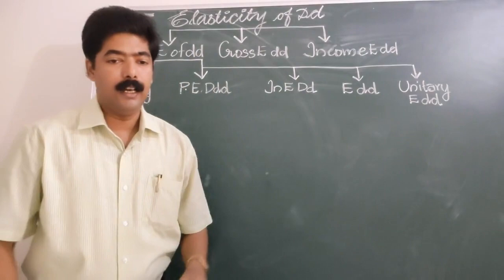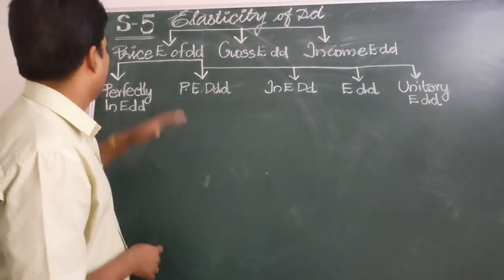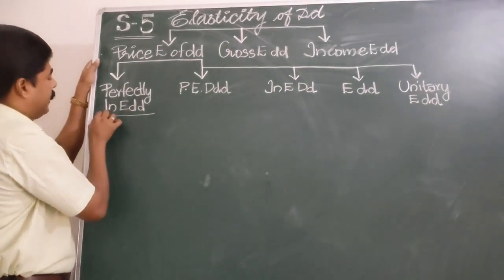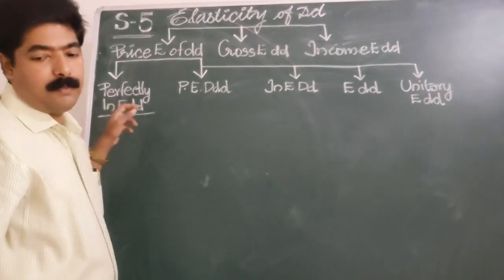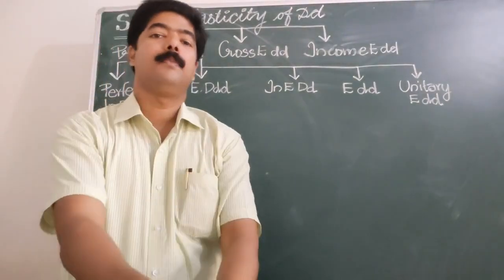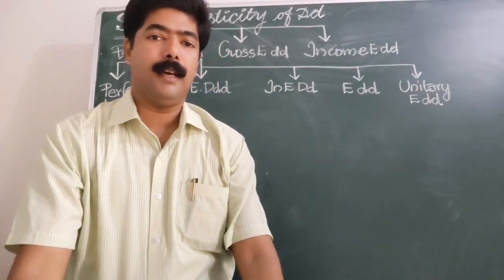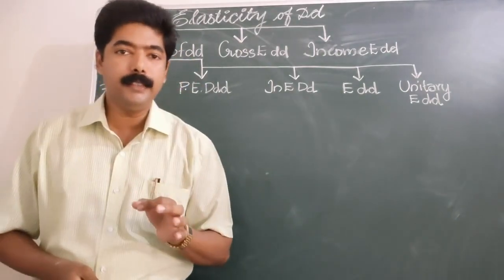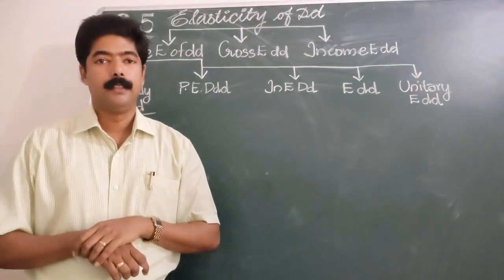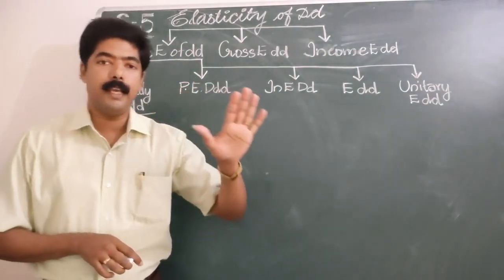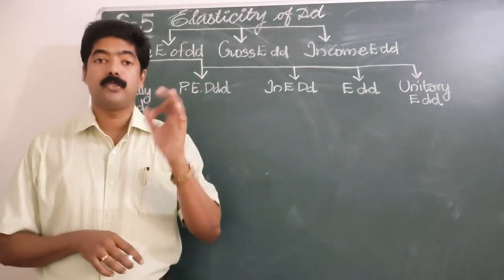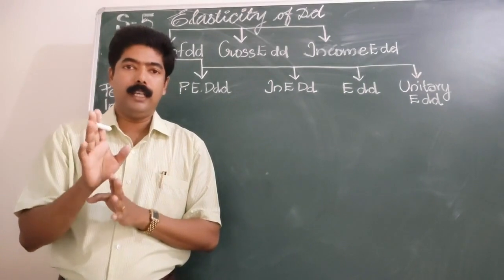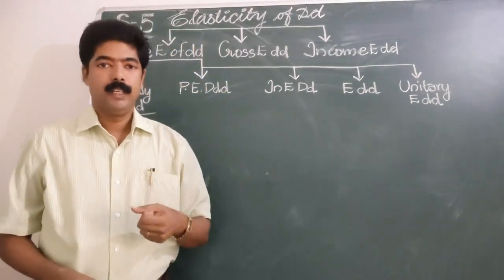First, the 5 different kinds of price elasticity of demand. The first one is perfectly inelastic demand. What is meant by perfectly inelastic demand? In a simple way, the quantity demanded of a commodity does not change at all in response to a given change in price. Whether the price increases or decreases, the quantity demanded will never change. It will remain the same.